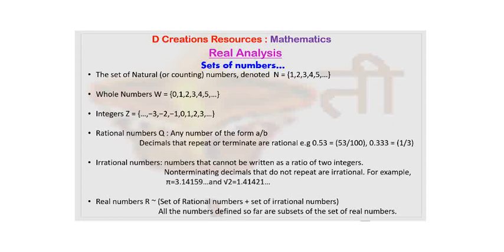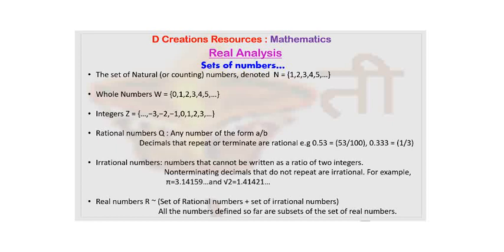Then if you also include the negative counterparts of the whole numbers, it becomes the set of integers usually denoted by Z. So minus 3, minus 2, minus 1, 0, 1, 2, 3 and on both the extremes, that is all the numbers greater than 3 as well as the numbers smaller than minus 3 will be incorporated here.